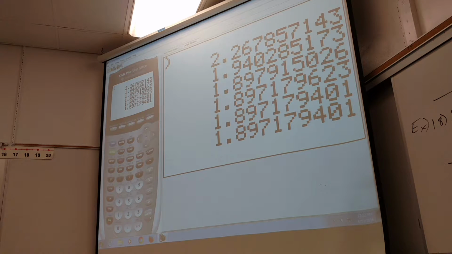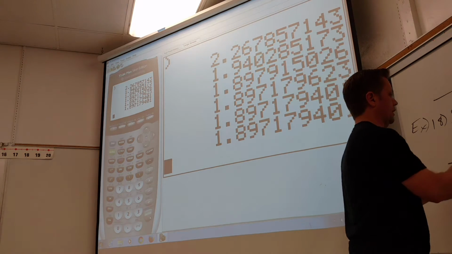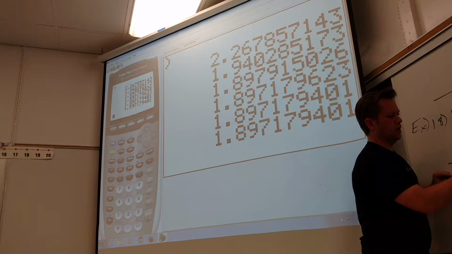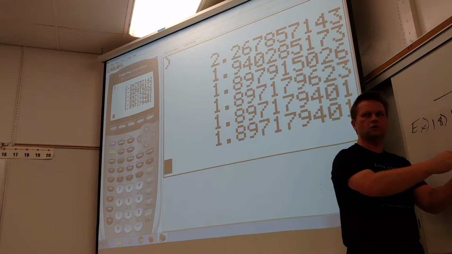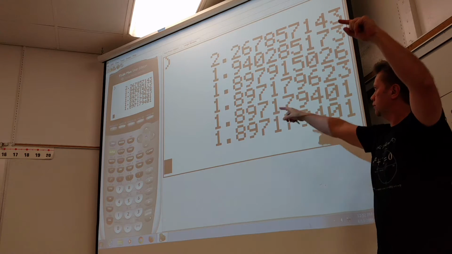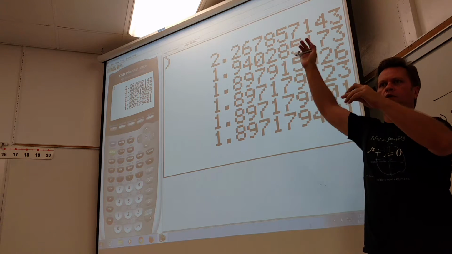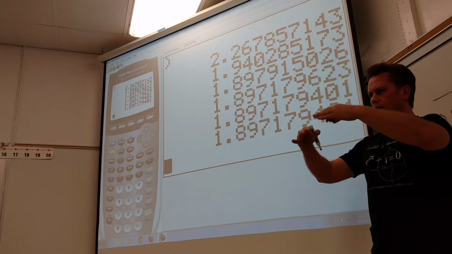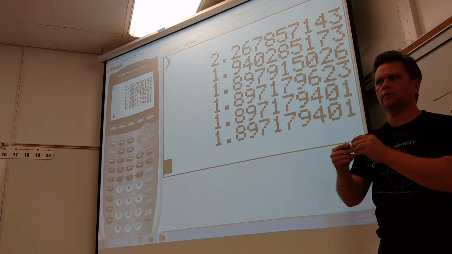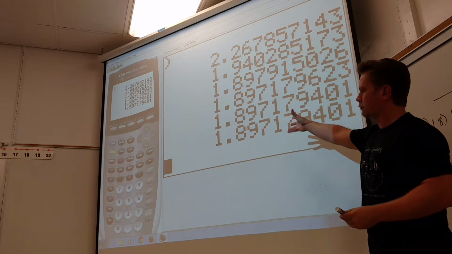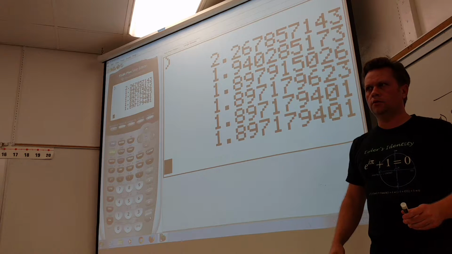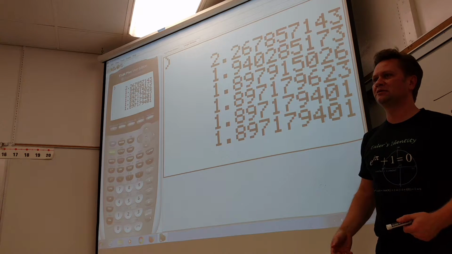Right, so our first guess was 1.25. When it made the tangent line, it took me over to 2.268, whatever. And then when it did it again, it took me back to 1.94. So I liked it. Maybe. So the actual answer is roughly 1.9 almost. How are we doing? How do you check that?